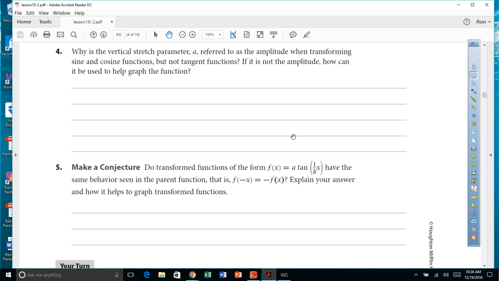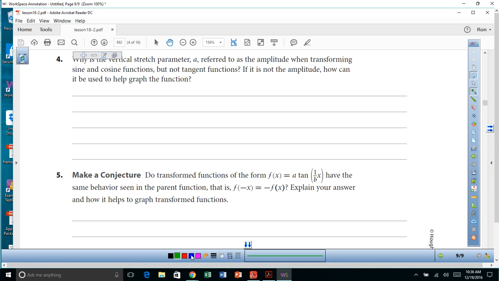Why is the vertical stretch parameter A referred to as the amplitude when transforming sine and cosine functions, but not tangent functions? If it is not the amplitude, how can it be used to help graph the function? Well, on sine and cosine, they're limited, right? Well, tangent goes to infinity, right? Up like that. It goes to infinity.